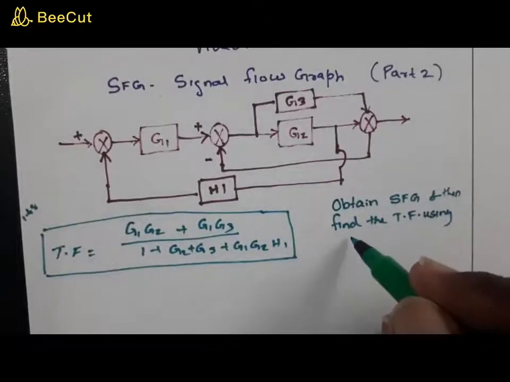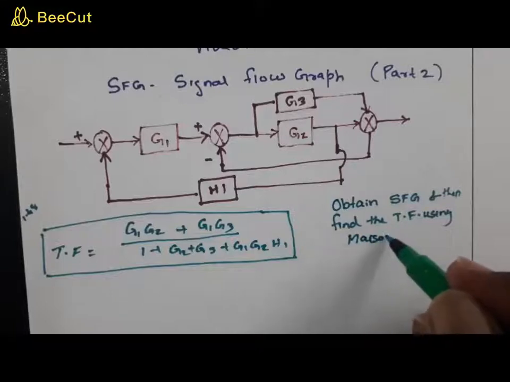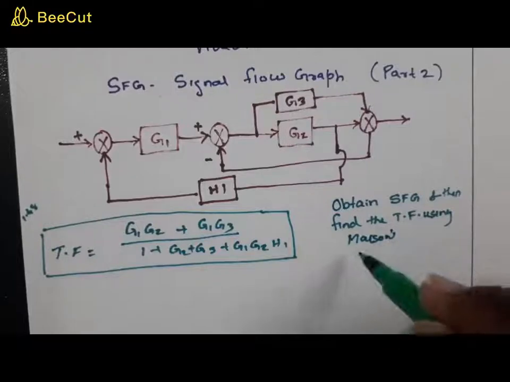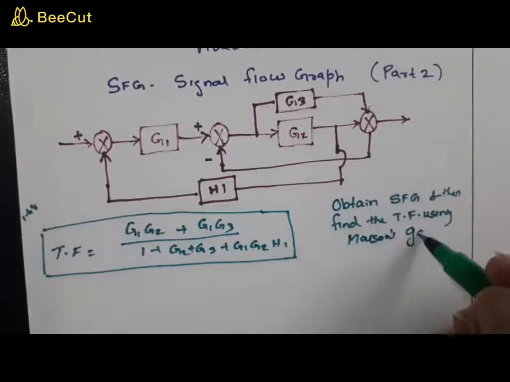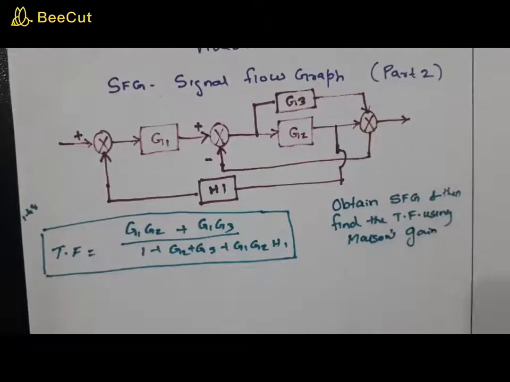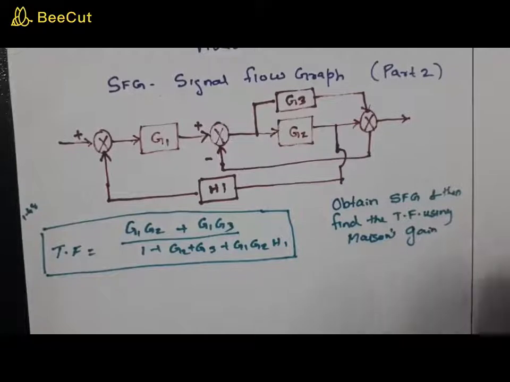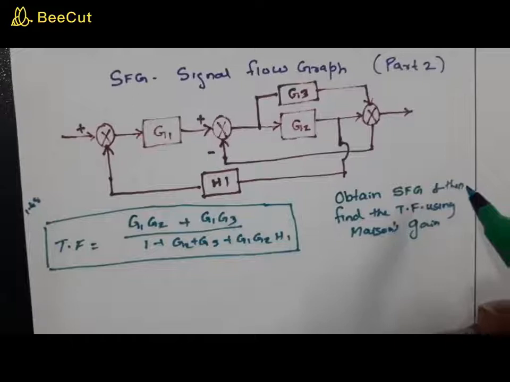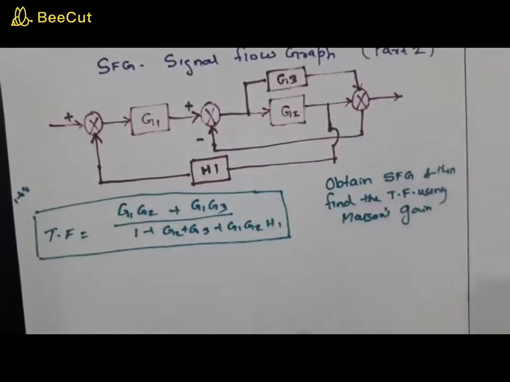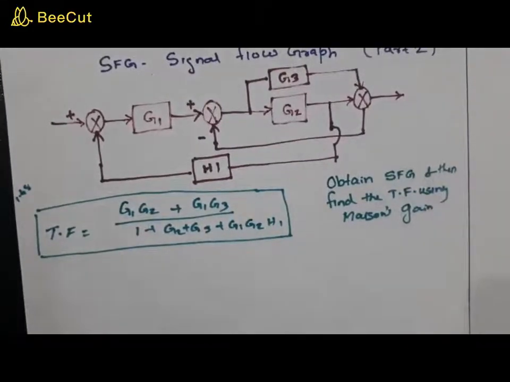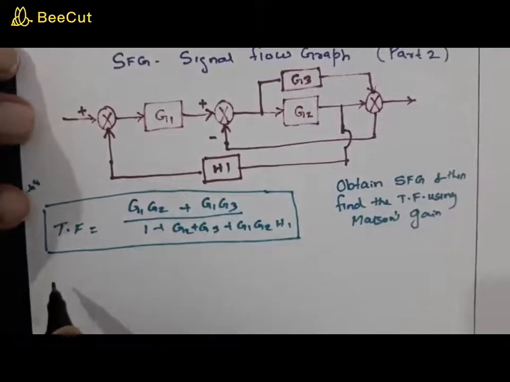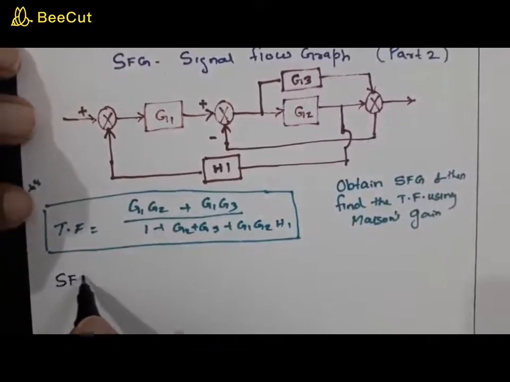using Mason's gain formula. It is always obvious. In the question, it is not necessary to mention Mason's gain formula; you need to apply this. Otherwise, if you want to use the back substitution method, then the question will be specified like that. Otherwise, always use Mason's gain formula for evaluating the transfer function from the SFG. Now, first of all, the first step is to construct the SFG.